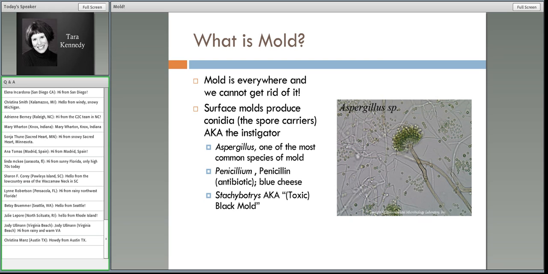So we have a couple listed here. We have Aspergillus. That's one of the most common species of surface mold, and that's the picture you see on your right. Penicillium, which, as the name suggests, is where penicillin comes from. It's also found in blue cheese and other types of cheese. And Stachybotrys, that's the scary toxic black mold that you often hear about in the media. All of those are classified as surface mold.